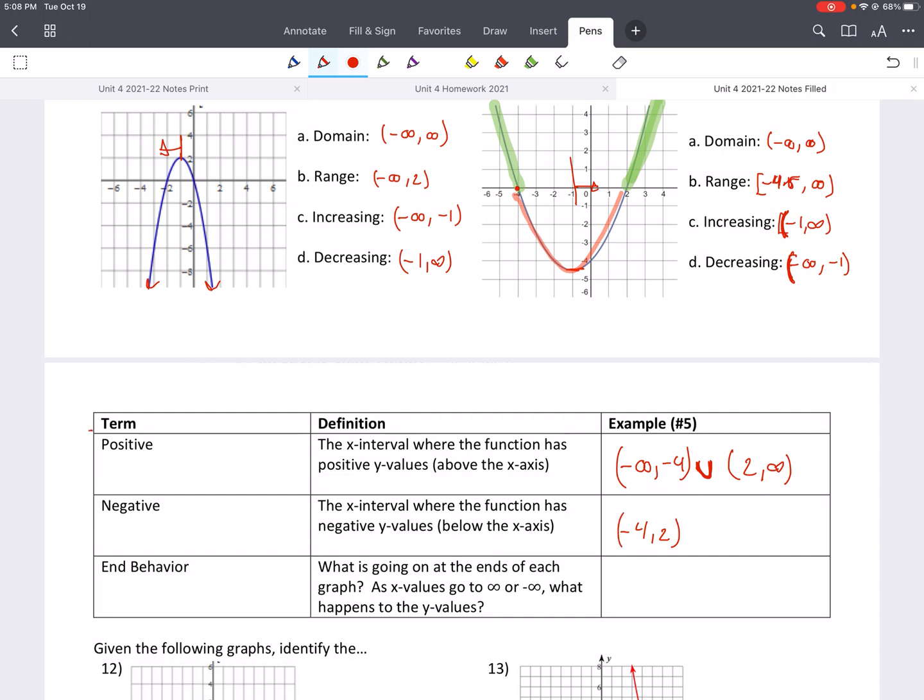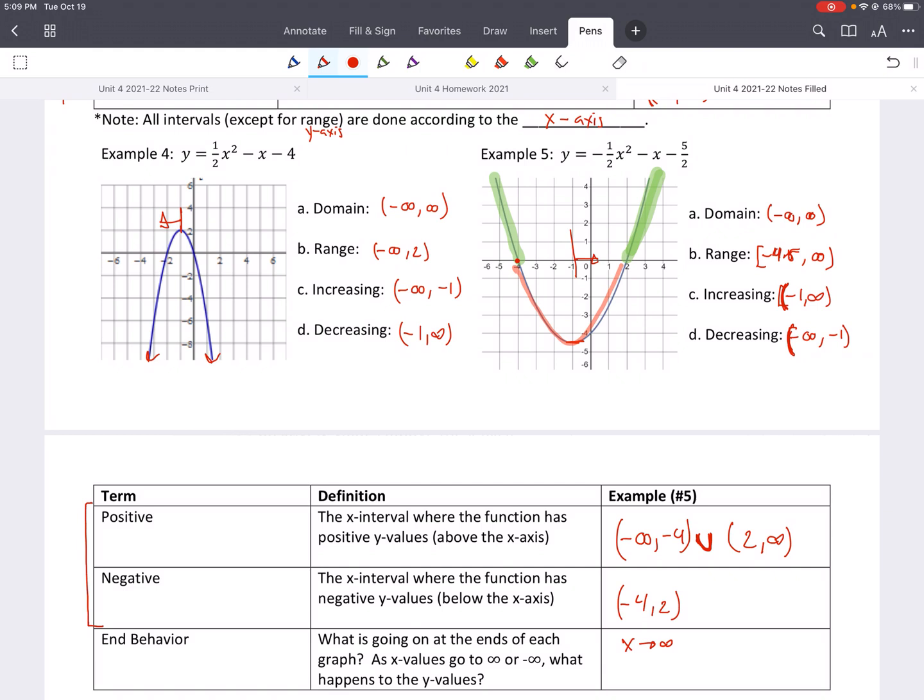So again, if we were to combine the positive and the negative, it should give us the domain, going from negative infinity to infinity. All right. End behavior is basically what happens in the extremes. So as x goes to infinity, and we go in the x direction going this way, what direction do the y's go? So here they would go up.